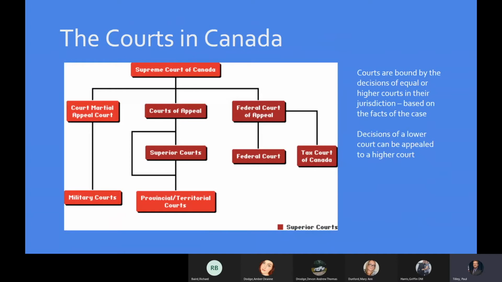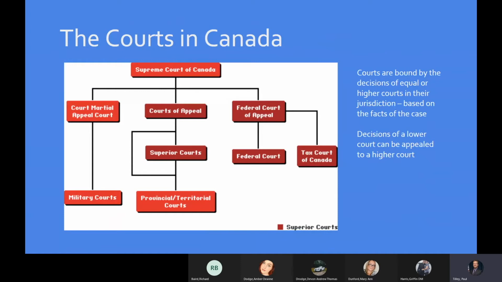So if you had a case that dealt with navigable waters, for example, navigable waters are the realm of the federal government as per the Constitution. So you'd end up going to federal court for that. Whereas the provincial courts will be interested in provincial legislation. Okay, so these are the courts of original entry.